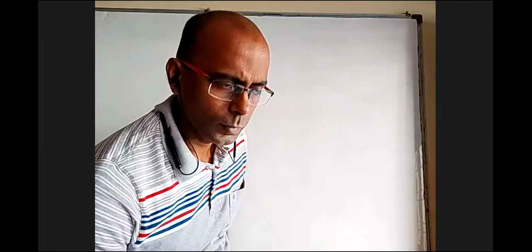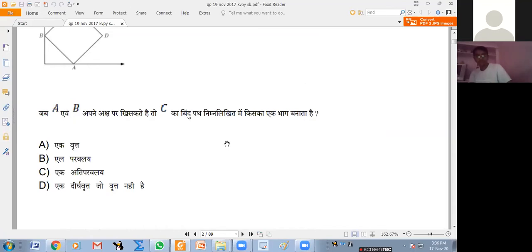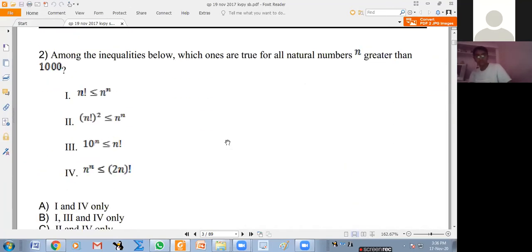Okay, let us see the next question. Basically, n is greater than 1000. I think 1000 doesn't have much significance, it's just to give some idea. They want us to compare: is n factorial less than n power n, true or not? Is (n factorial) whole square less than or equal to n power n or not? Is 10 power n less than n factorial? Is n power n less than or equal to (2n) factorial?